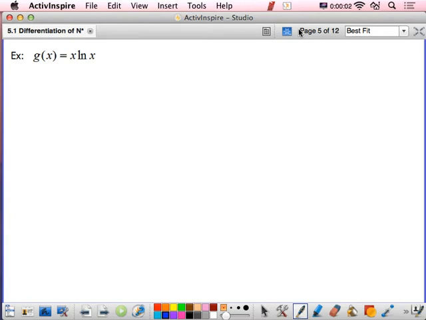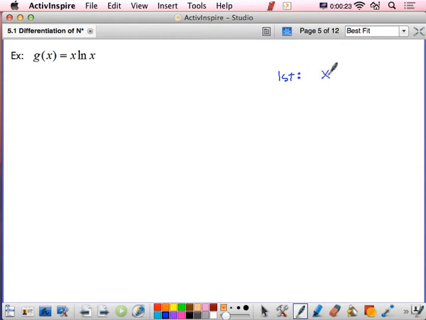g of x equals x natural log of x. Now you cannot split that into x plus the natural log of x. You can only do that when there's something multiplied after the natural log. So unfortunately, because we have two different functions multiplied together, we're going to have to use the product rule on this.